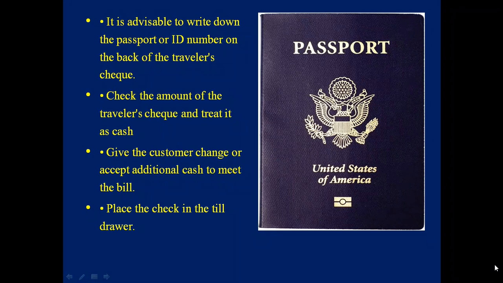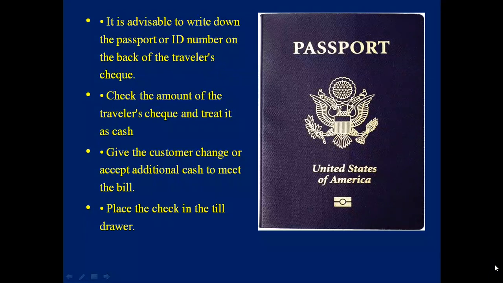Then give the customer change or accept additional cash to meet the bill. As far as the bill is concerned, if the bill says it's 50,000 rupees and the traveler's check is of amount 60,000, so you have to return 10,000 rupees as per the exchange rate of the local currency to your guest. And if the bill is 50,000 and the traveler's check amount is 40,000, then you can take an extra 10,000 from the guest.